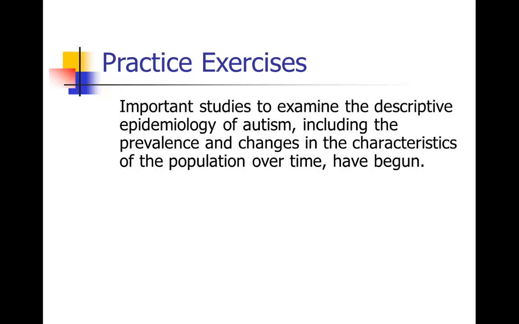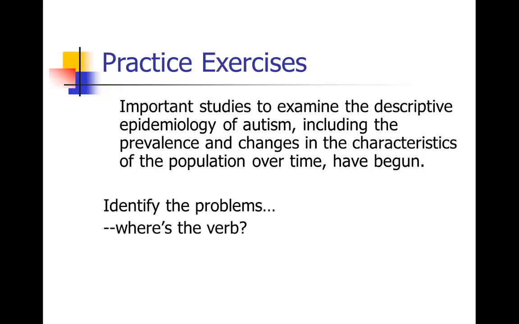All right, another example. This one reads, important studies to examine the descriptive epidemiology of autism, including the prevalence and changes in the characteristics of the population over time, have begun. Now again, as I'm reading that out loud, you can hear some parts of that sentence that are a little bit awkward. So probably, hopefully, the first thing that you noticed, I'm going to just list the problems for this one, is, again, the problem of where's the verb.